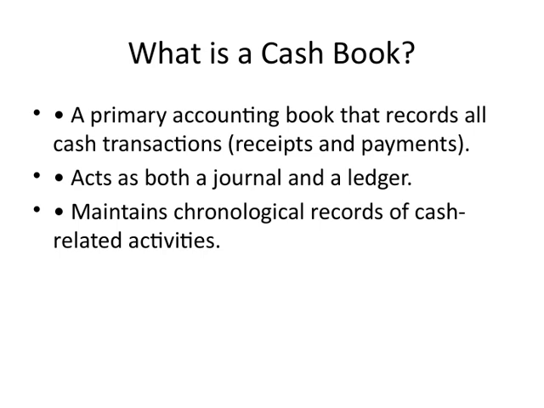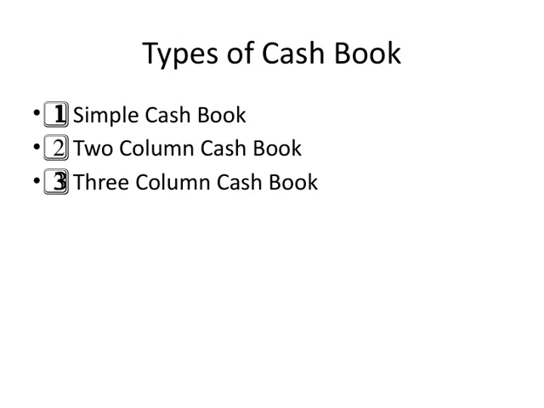Another key point is that it maintains a chronological record of all cash activities. So, transactions are recorded in the order they happen, which makes it straightforward to see the sequence of cash movements. This helps in keeping accurate and transparent financial records, which is crucial for effective financial management. Overall, the cash book is fundamental because it provides a clear, real-time snapshot of a business's cash position, supporting better decision-making and financial control. Now, let's take a look at the different types of cash books we commonly encounter.